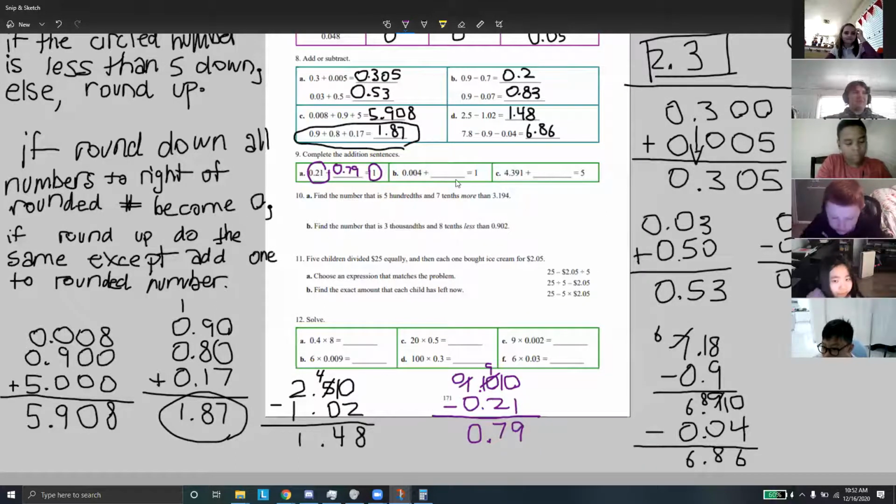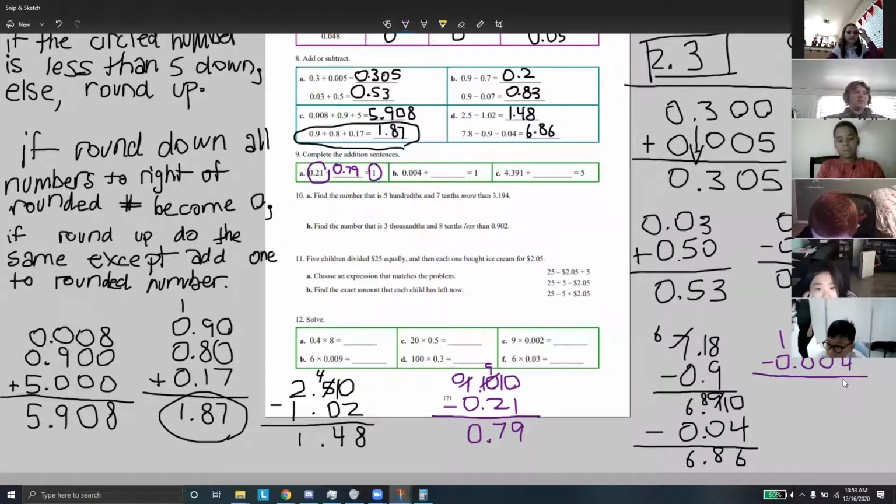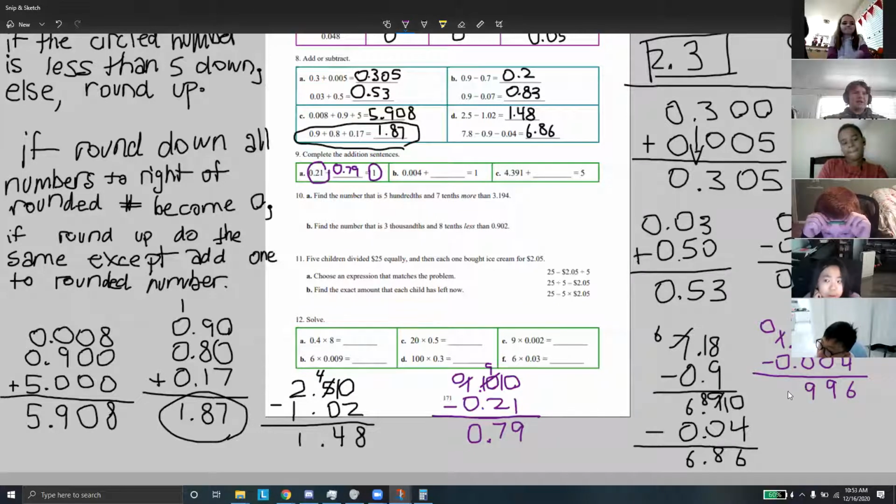Okay, same thing with this one. We're going to do, so 0 and 4,000th plus something equals 1. So 1 minus 0 and 4,000th will tell us what we added to 4,000th to get 1. And so 1 is the same as 1 and 0,000th. 0 minus 4 can't do that. Take from the 1, make it a 0, make this a 10, make it a 9, make this a 10, make it a 9, make this a 10. 10 minus 4 is 6. 9 minus 0 is 9. 9 minus 0 is 9. 0 minus 0 is 0. Drop the decimal. For this one, we get 0 and 996 thousandth.